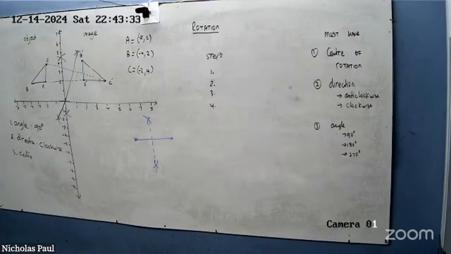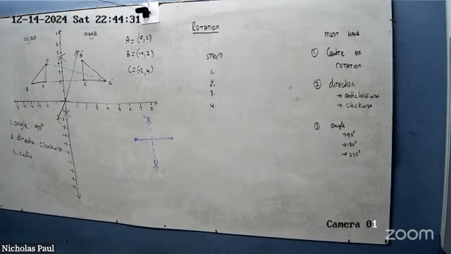Okay. While you are waiting, write these steps. To determine the center of rotation, write it down. Step number 1: connect A and A prime.